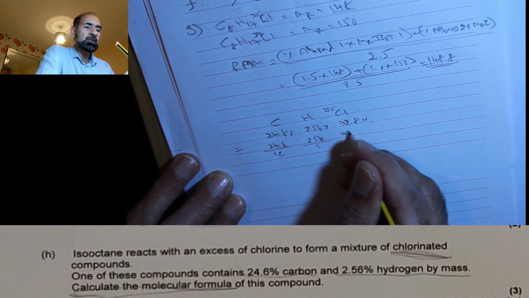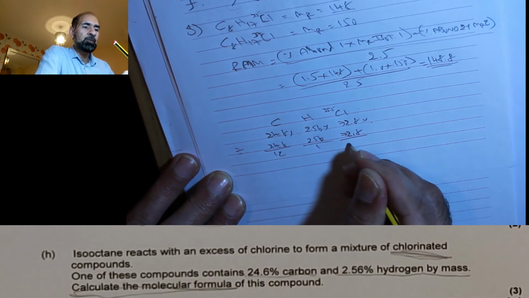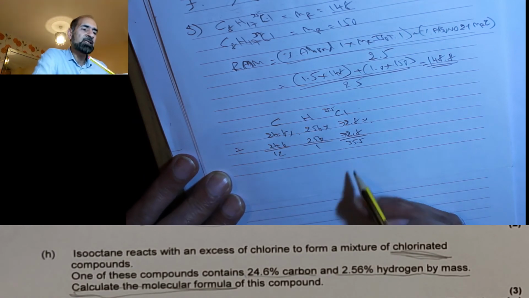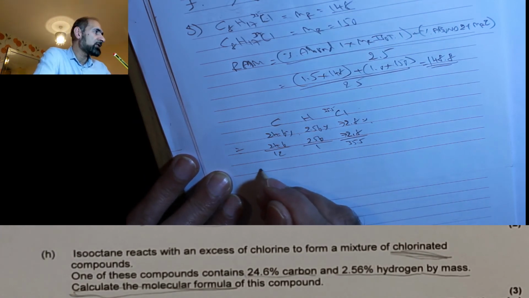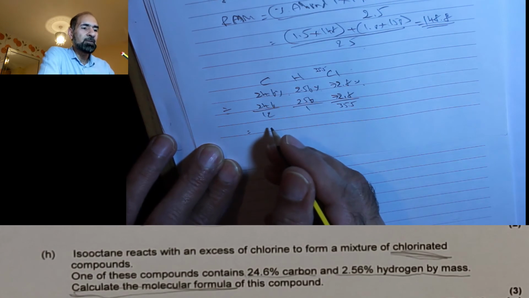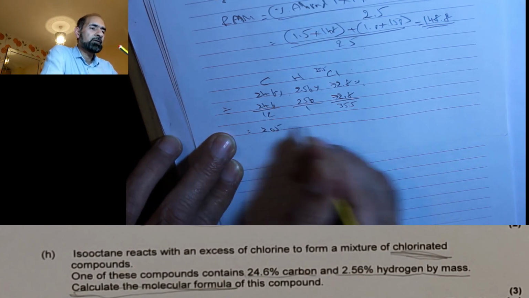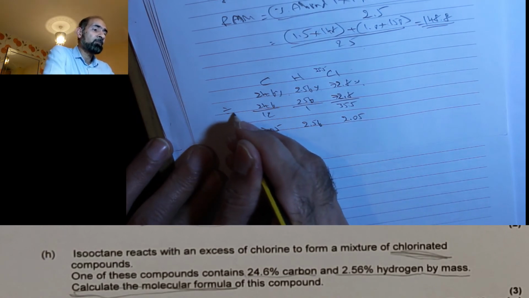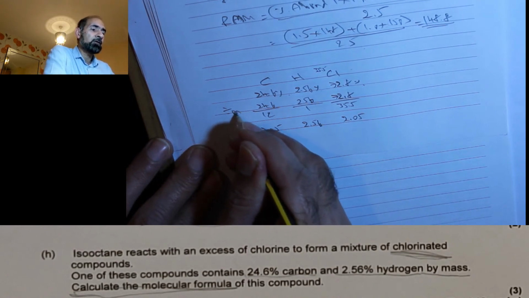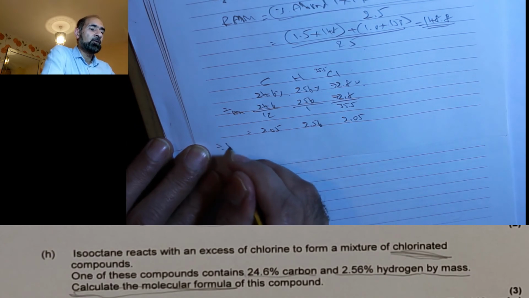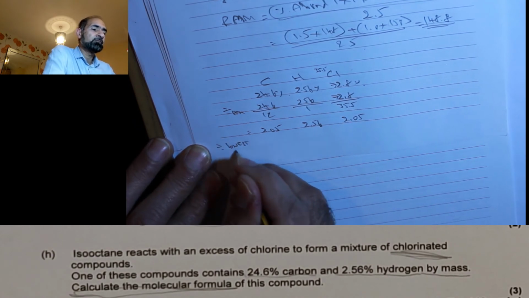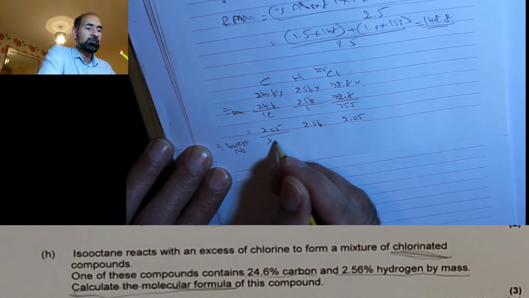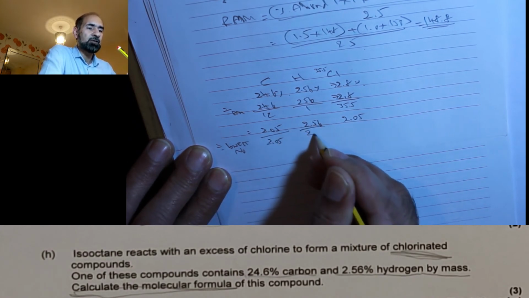And this is why I wrote down 35.5, because I didn't want to start dividing by 35 or 37. It's the average. Work it out on the calculator and you end up getting 2.5. And the next step, you divide by the lowest number, RAM divided by the lowest number out of all of these. So I'm going to divide each of them by 2.05, because that's the lowest number.